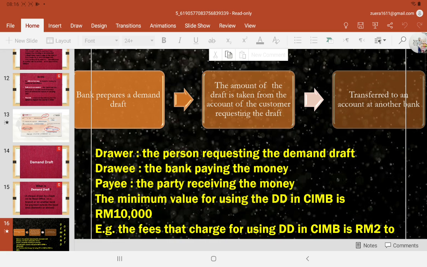Okay, and then the drawee. The drawee is the bank paying the money. So the drawee, we can say, acts on behalf of the drawer to transfer the money to the payee. So we will use the bank to transfer the money to the payee. The payee will be the person that will receive the money.